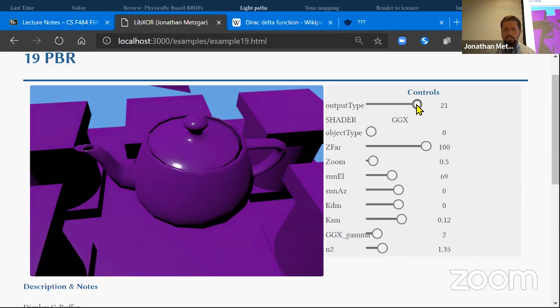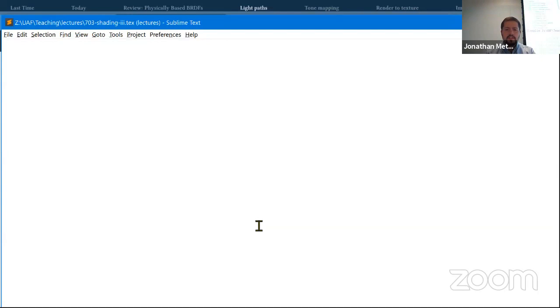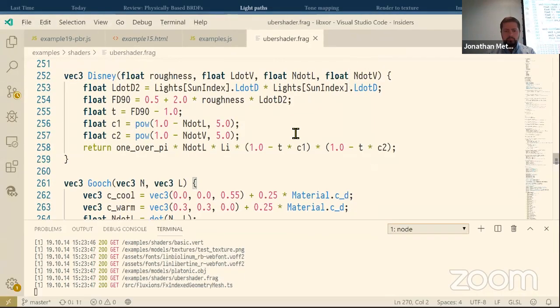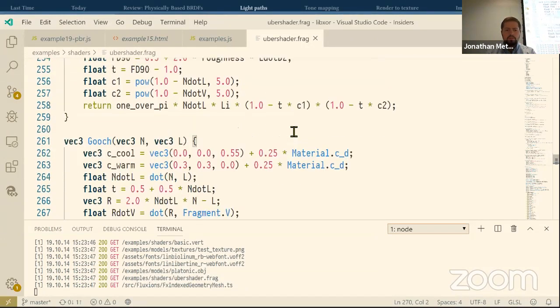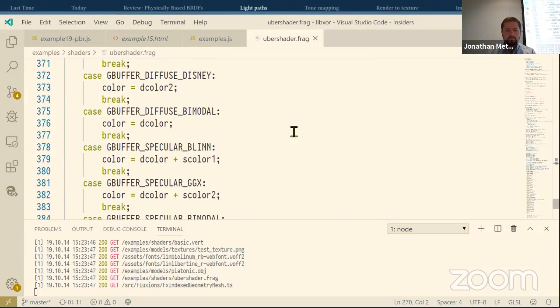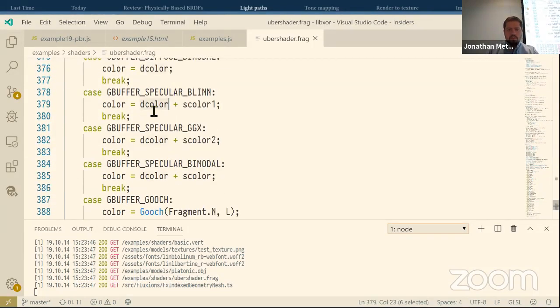So if we go to GGX, and I'm trying to get the closer one, you'll notice that it fades out a bit more than the other one. We can change the source code here. That's one of the nice things here. So when we're looking at one or the other, we'll just show the specular color.